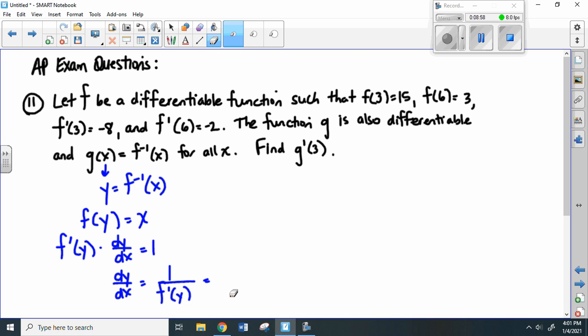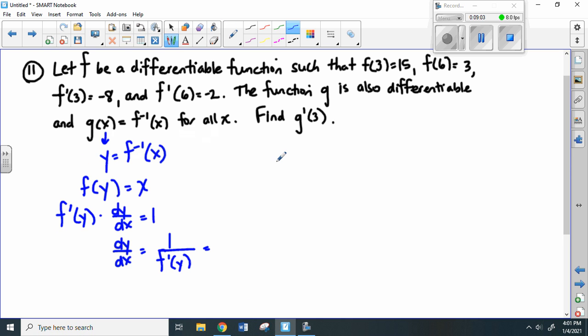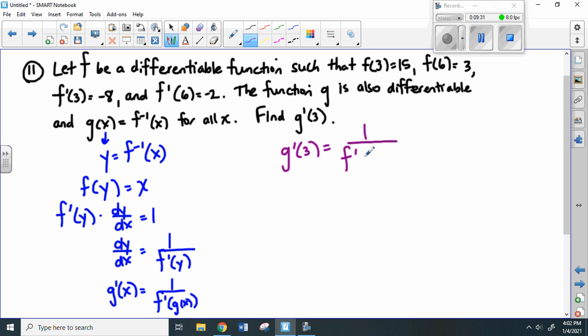I don't want to slide it up too far because I want you to be able to see the rest of the problem. And instead of calling it dy over dx, technically we have taken the derivative of g. All right, so I'm going to use that formula to find g prime of 3. According to my formula, g prime of 3 is going to equal 1 over f prime of g of 3.